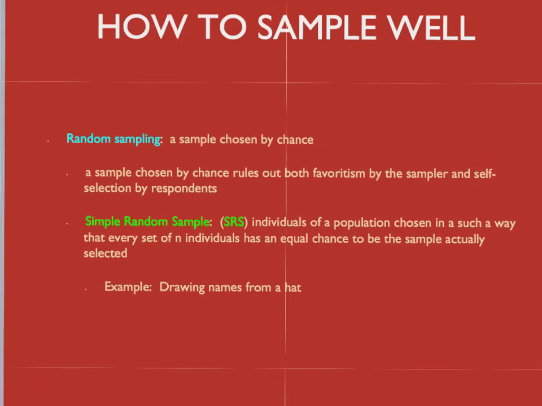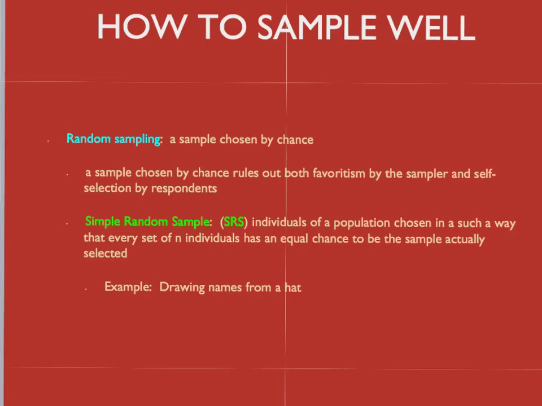How to sample well. Random sampling is a sample chosen by chance. A sample chosen by chance rules out both favoritism by the sampler and self-selection by respondents. A simple random sample, or SRS, is individuals of a population chosen in such a way that every set of n individuals has an equal chance to be the sample actually selected.